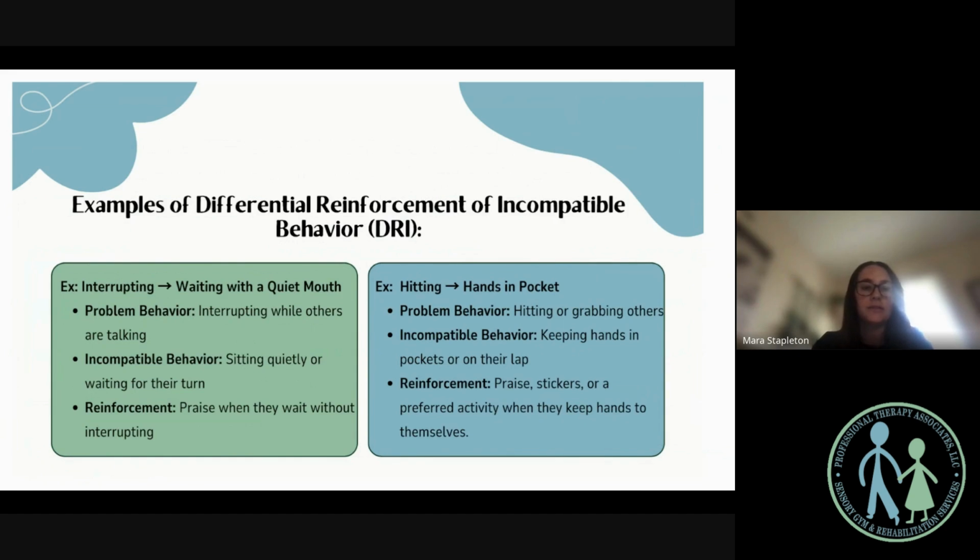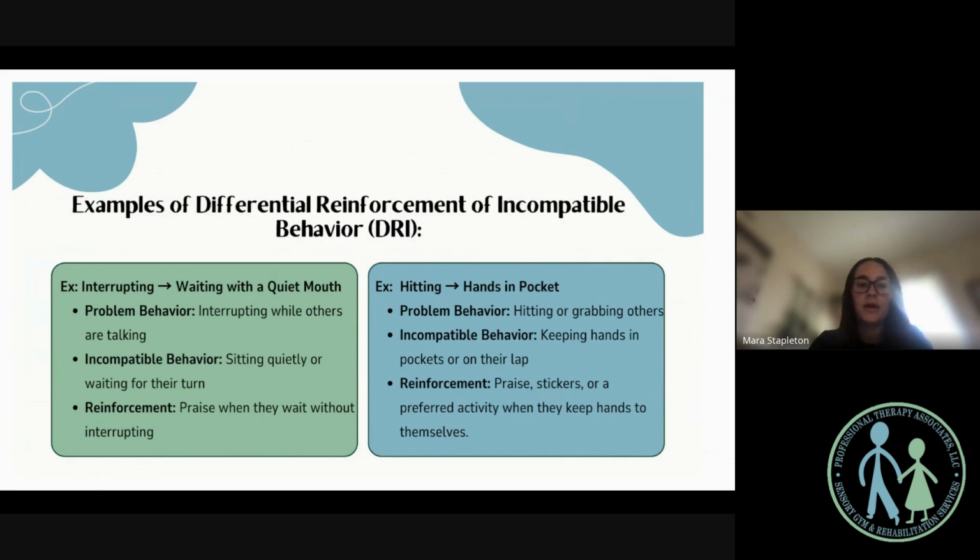Another example is interrupting, and the incompatible behavior would be waiting with a quiet mouth. Problem behavior would be interrupting while others are talking, and the incompatible behavior would be sitting quietly or waiting for their turn. And the reinforcement would be praise when they wait without interrupting.